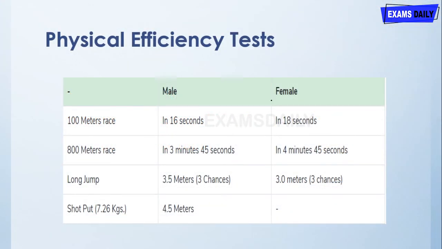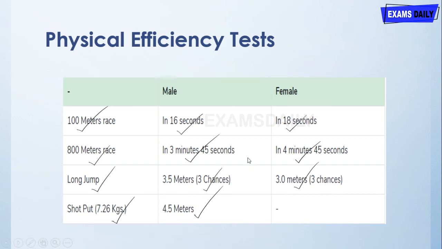For the physical efficiency test, first is the 100-meter race. Males must complete it in 16 seconds and females in 18 seconds. In the 800-meter race, males must complete it in 3 minutes 45 seconds, and females in 4 minutes 45 seconds. Next is long jump. Males must jump 3.5 meters, and they provide 3 chances. For females, you must jump 3 meters, with 3 chances. And then shot put, 7.26 kgs, for males only, not for female candidates. Male candidates must put 4.5 meters. This is the physical efficiency test.